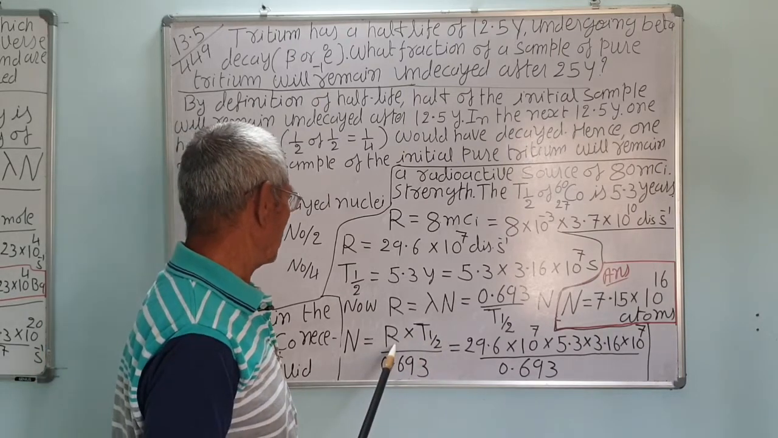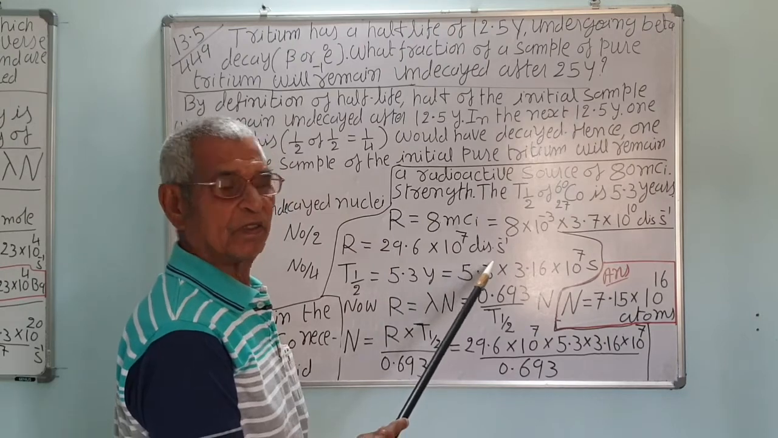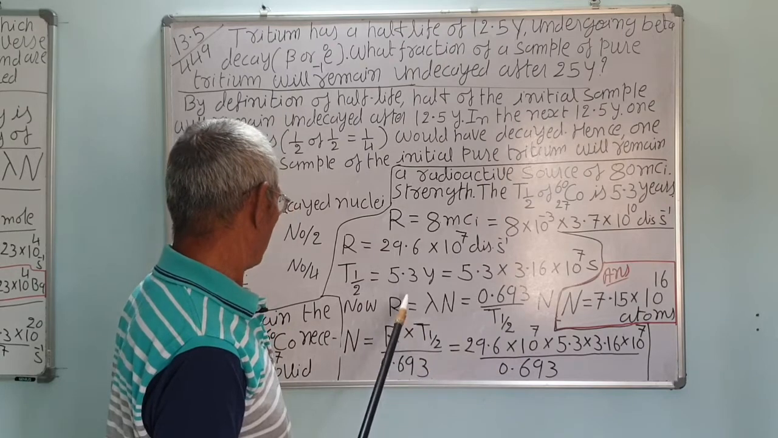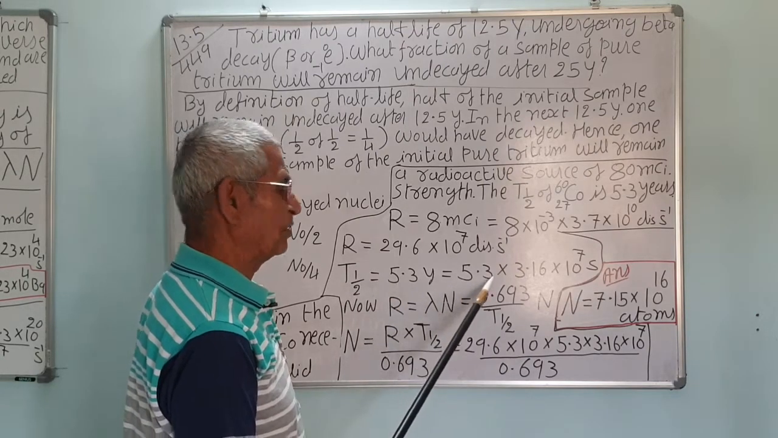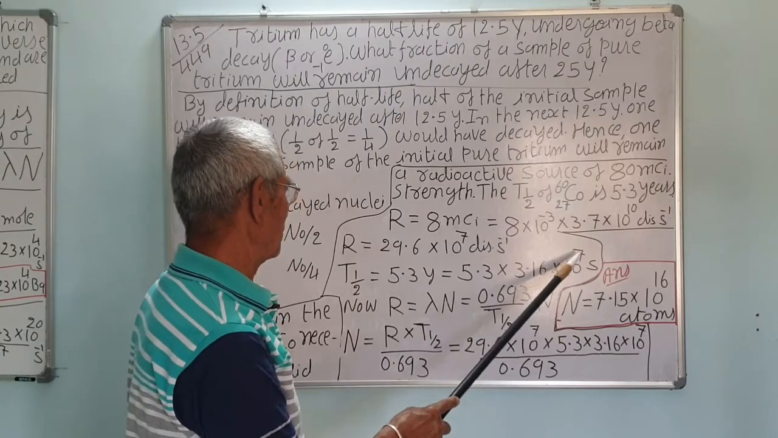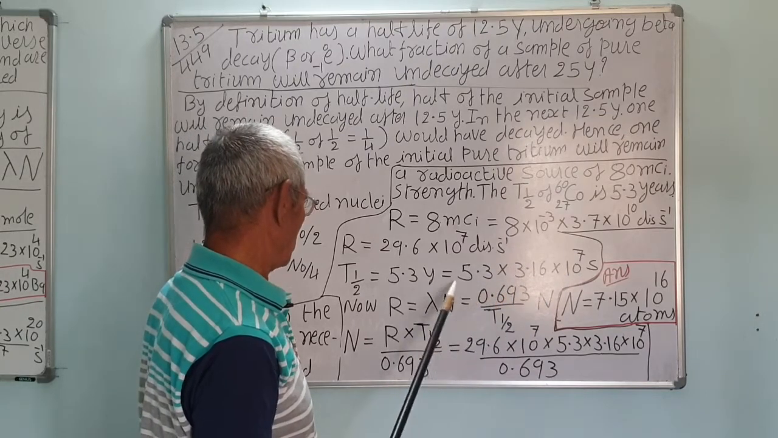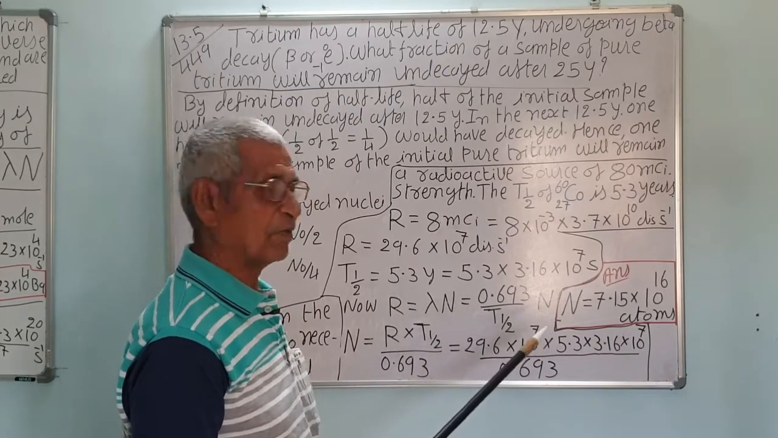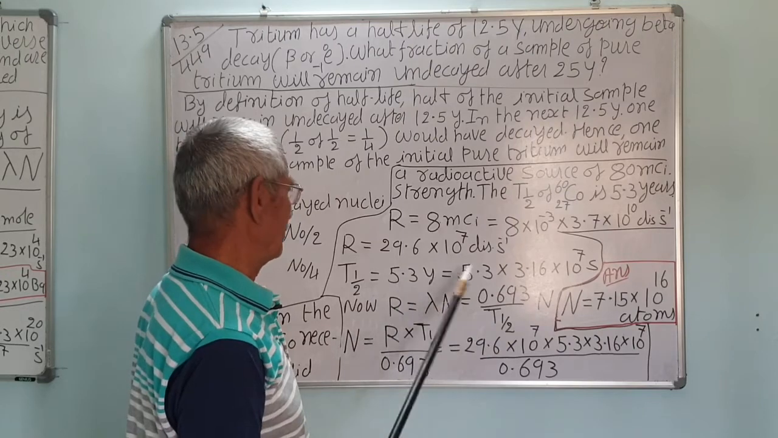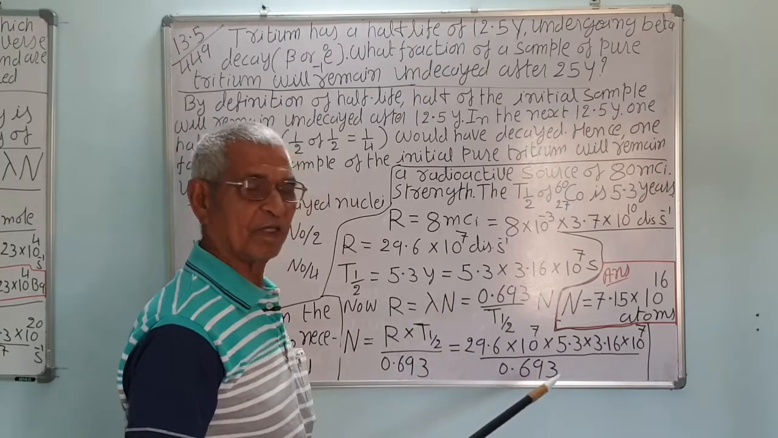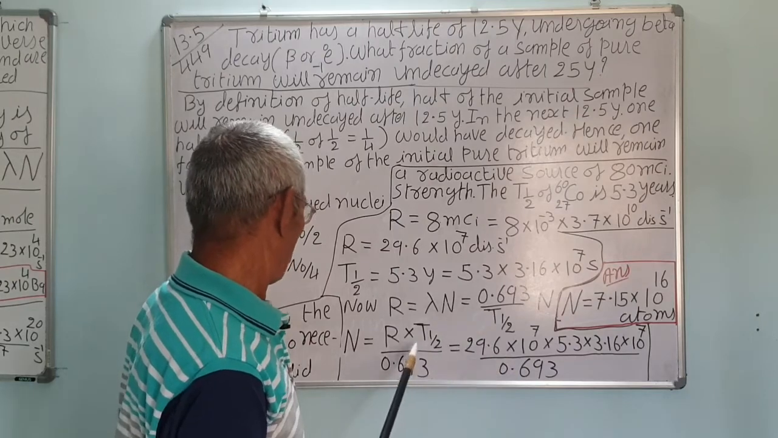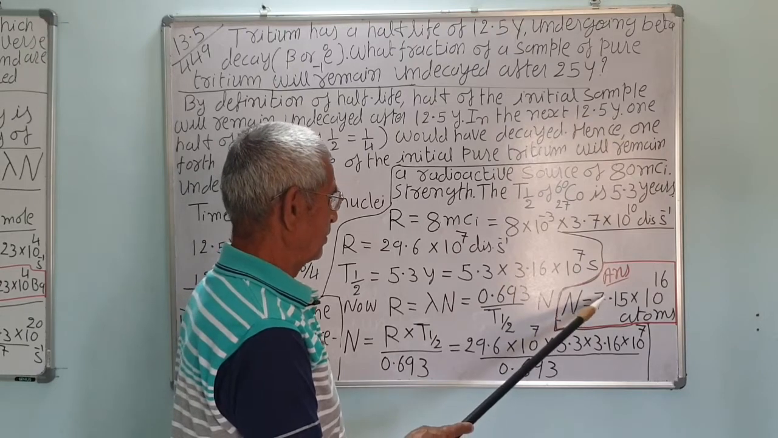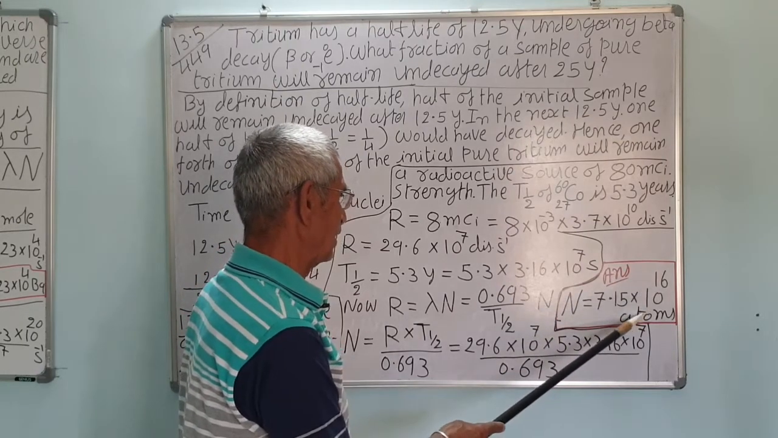This R we have already calculated, 29.6 into 10 raised to 7, correct, into T half, which is 5.3 years, that is 5.3 into 3.16 into 10 raised to 7. If you remember certain values, like the value of lambda, 0.693 upon half-life period, and seconds in a year, it is easy to calculate and will make your speed faster, correct. So introduce the values, and the number of atoms is 7.15 into 10 raised to 16 atoms, correct.